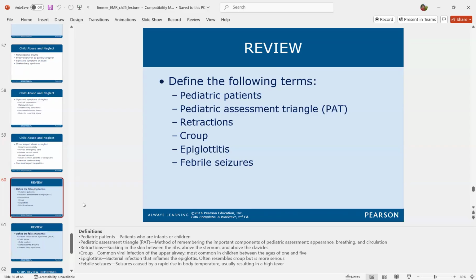Croup, again, is a common viral infection of the upper airway, most common in children between the ages of 1 and 5. Epiglottitis is a bacterial infection that inflames the epiglottis, often resembles croup, but is more serious than that. Febrile seizure is seizures caused by a rapid rise in body temperature, usually resulting in a high fever.